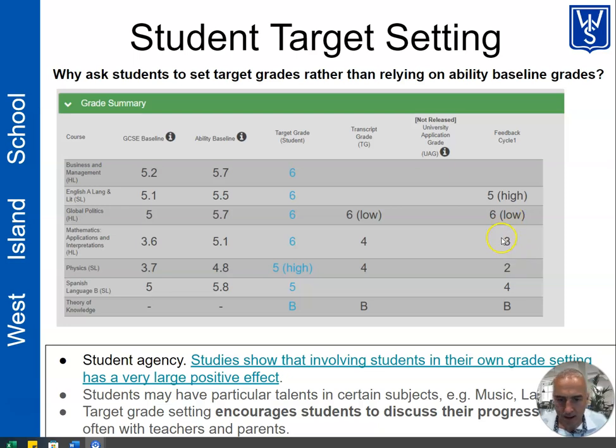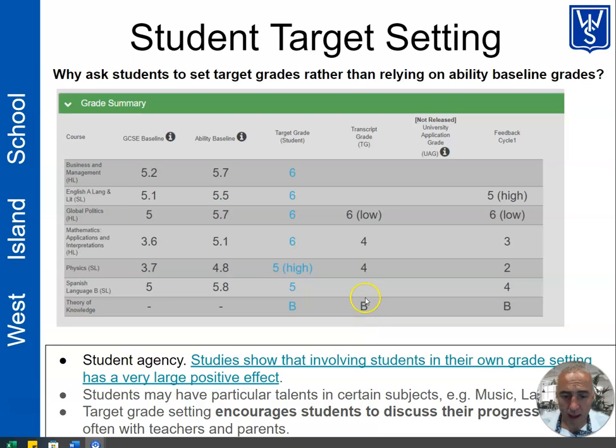For example, here in maths, we've got this student on a level 3 in the first feedback cycle. That's based on the assessments they've done so far. But the teacher actually thinks, this is the transcript grade now, that in the end, given the current rate of progress, they're likely to actually score a level 4. So this is the grade the teacher thinks the student is going to achieve by the end of the course.